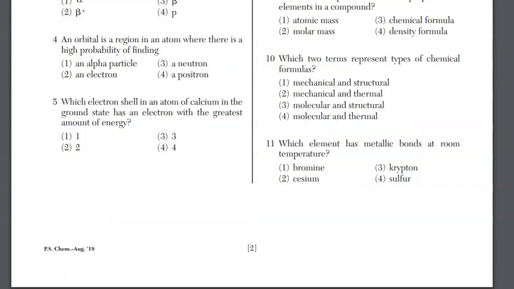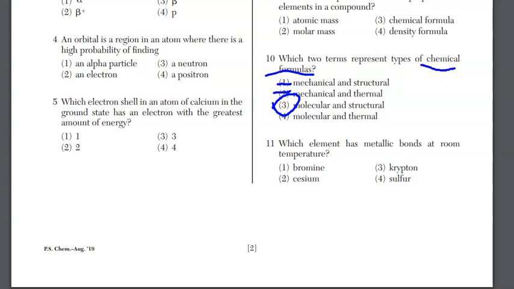Okay, which 2 terms in number 10 represent types of chemical formulas? Mechanical formula? No. Mechanical and thermal? No. Molecular and structural? There it is. There are molecular formulas, that's right, the arrangement of atoms based on the bonding. And of course, the structural formula is where, again, we see the structure. So the answer for 10 is 3.